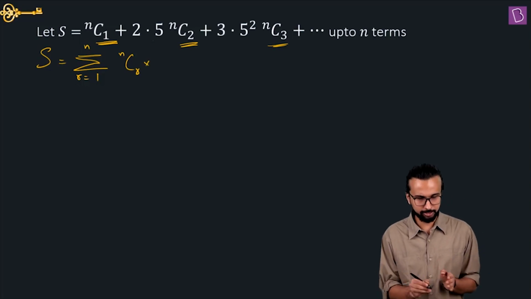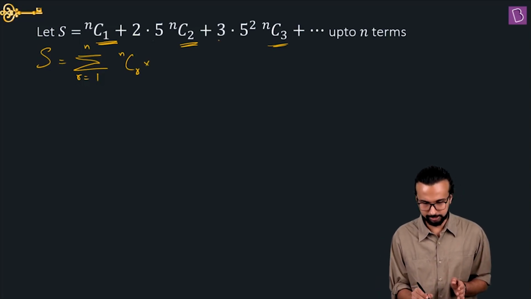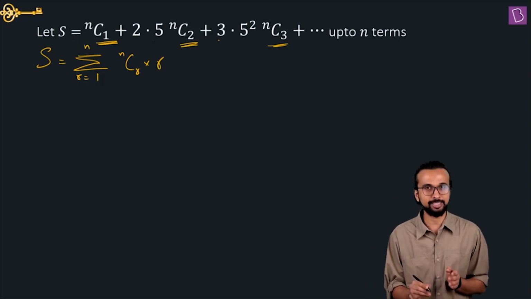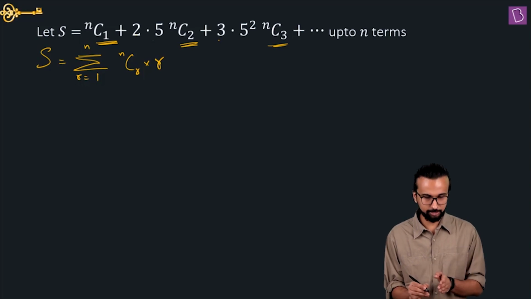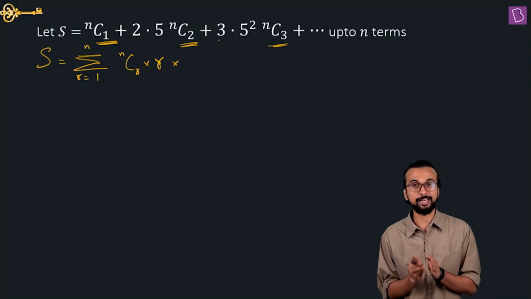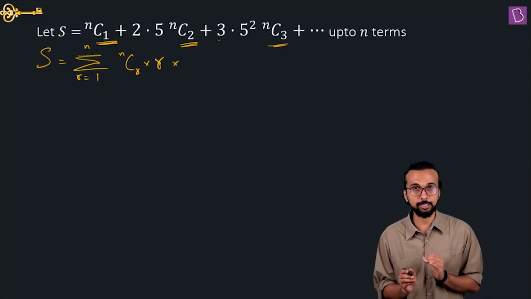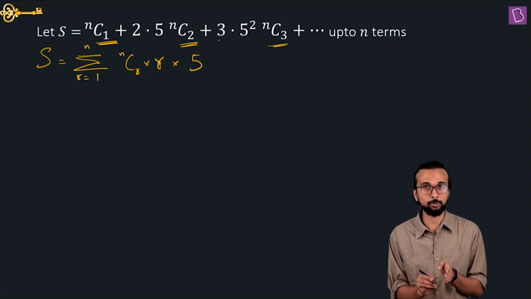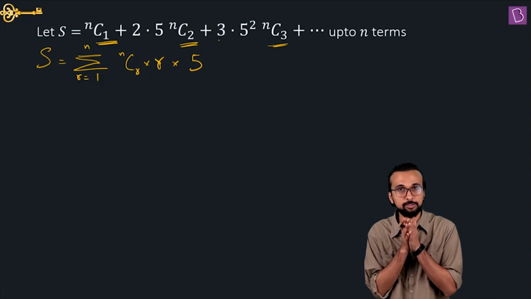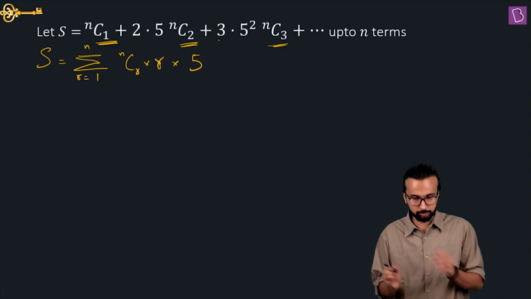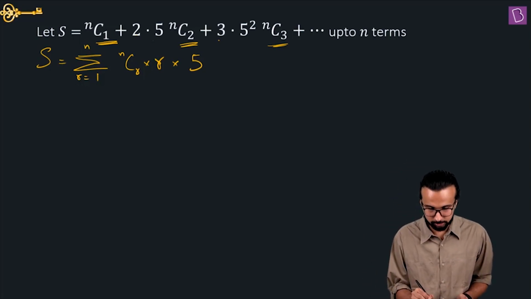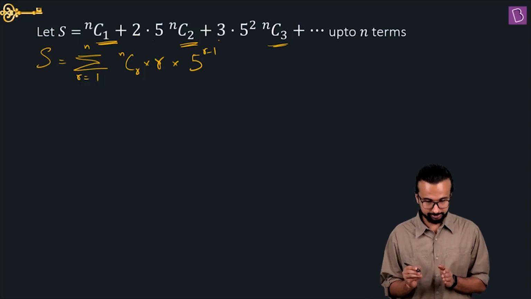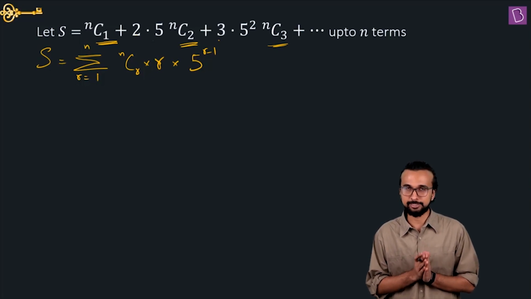What is the next part? There's a 1, there's a 2, there's a 3, there's a 4, there's a 5 and so on. So that is nothing but r itself. Alright. So r into nCr into. What is the next part? 5 raised to something. 5 raised to 0 is multiplied with the first term, 5 raised to 1 is multiplied with the second term and so on. So you get 5 raised to r minus 1 here. Alright. So this is what I get as my sum.